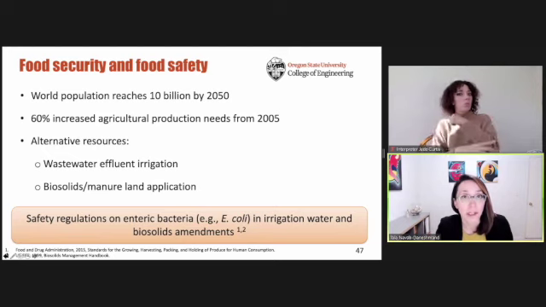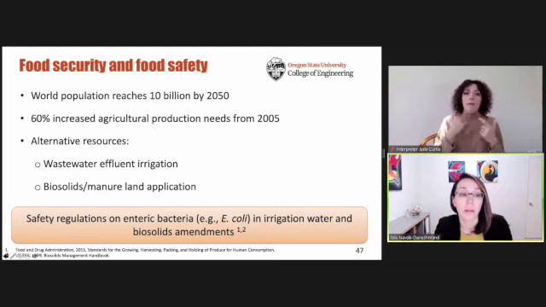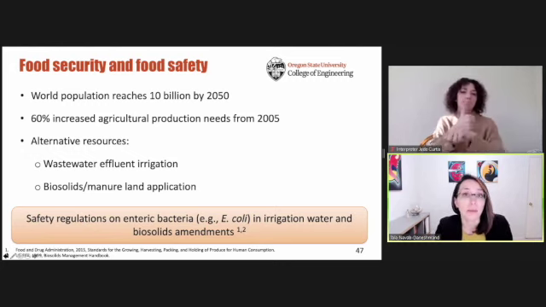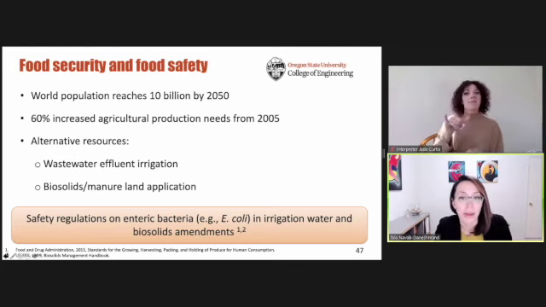There are regulations in effect by different regulatory agencies for microbiological quality, for reuse of wastewater and biosolids in agriculture. In the US, these regulations are set by the Food and Drug Administration and the Environmental Protection Agency in terms of enteric bacteria such as E. coli, which is a fecal indicator bacteria. What these regulations do not include is the human health crisis of antimicrobial resistance. Next, please.